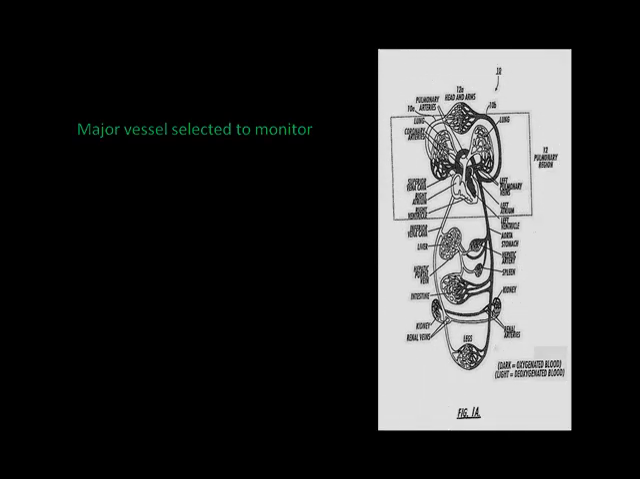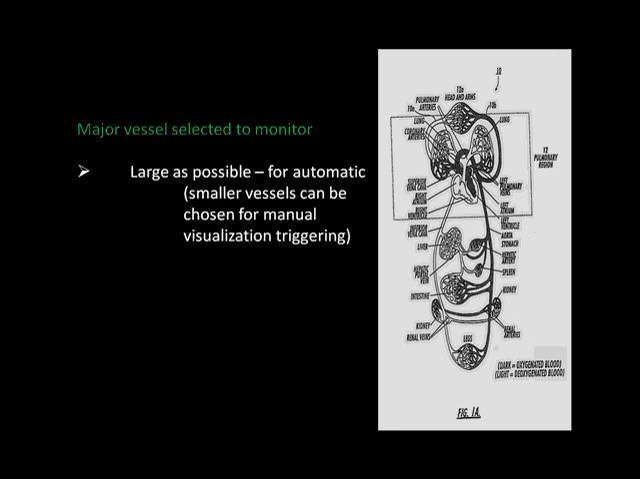Now, how do you choose this major vessel? Well, you want it as large as possible, especially for automatic. Smaller vessels can be used if you're going to visually trigger it. And you want it within or very close to the area where you want to scan.